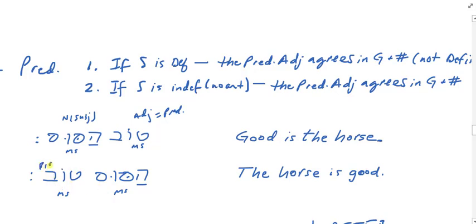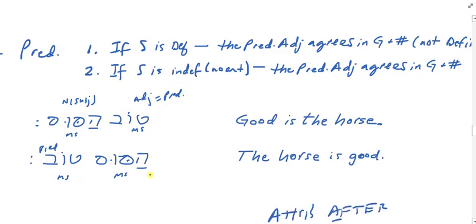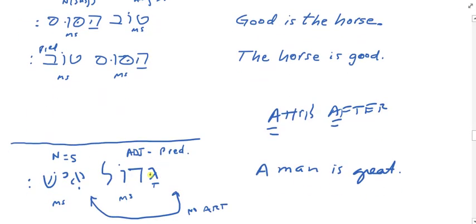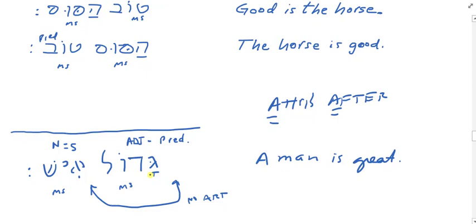All right? And that means I'm going to translate this as tov as what the horse is. So hasus is tov. The horse is good. All right? Remember, if this were an attributive adjective, I'd have to follow the ha-ha rule. Hasus, ha-tov. If the noun's definite, the attributive adjective has to be definite and follow the noun. Okay. Let's take a look at an ambiguous possibility.